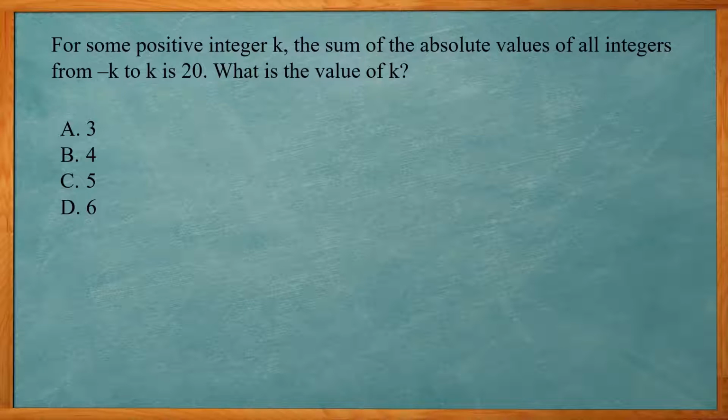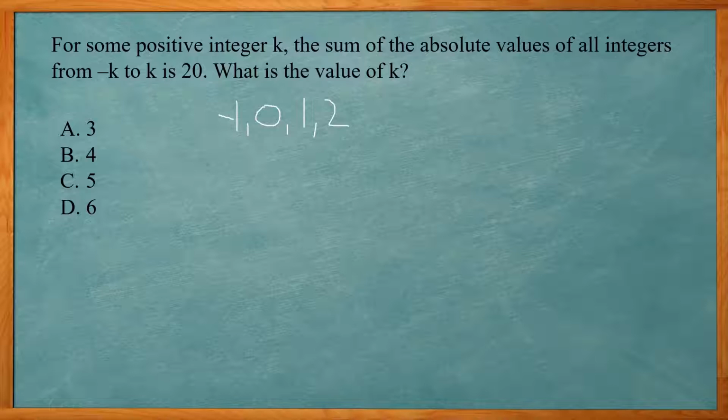So the easiest way to solve this is probably just to start with 1. We've got negative 1, 0, and 1. That's negative k to positive k, where k is 1. If we add up the absolute values, so basically make the negatives positive, it's 1 plus 1 to give you 2. Okay, so we're not up to 20 yet, so we need to keep going.